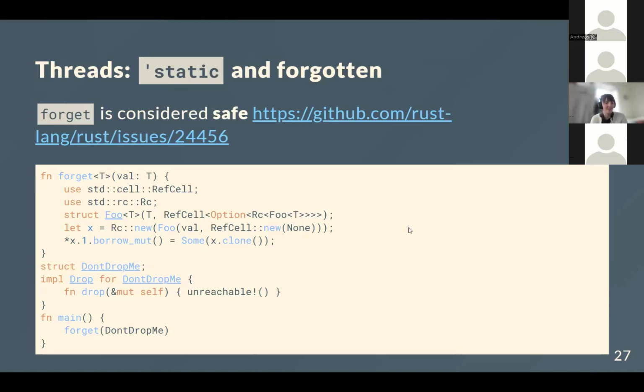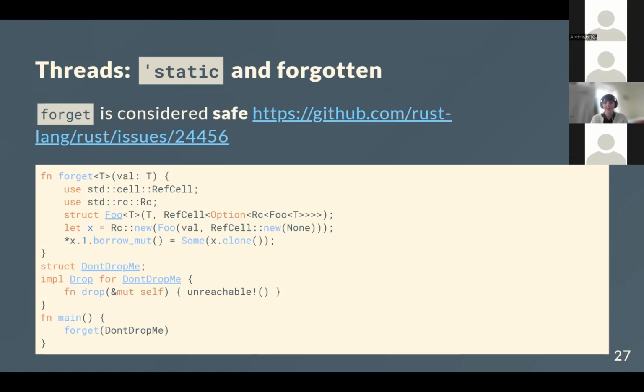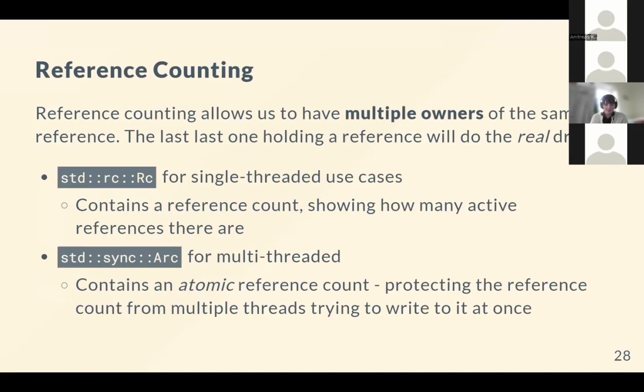So in this case, if you use this forget method, which doesn't use any unsafe code, then your drop method will never get called, even though drop is implemented on don't drop me, because you've essentially made it static. In this case, there's no references hanging around to it, unlike box leak, which gives you back a reference. This one doesn't. But you wouldn't normally do that. Those are unusual things. What you tend to have is reference counted types.